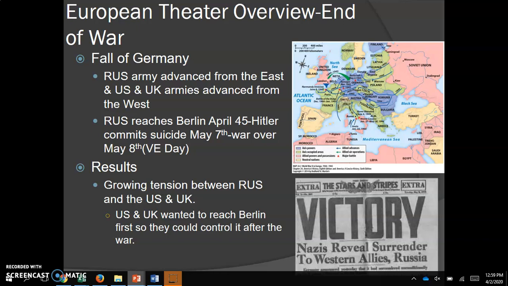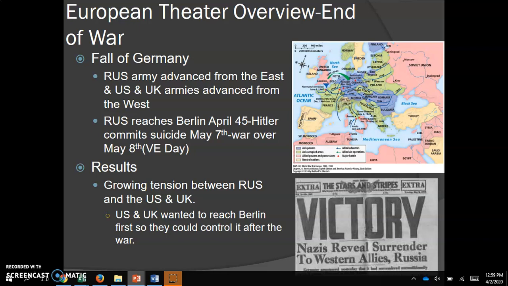Now, the thing I want to highlight here, and it would matter more if the AP was doing the next unit, but they're not, is that Berlin is the prize. We know it, Russia knows it, England knows it. Whoever can get to Berlin first is going to change the dynamic of the post-war rebuild. Unfortunately, the Russians will get there first and control it.